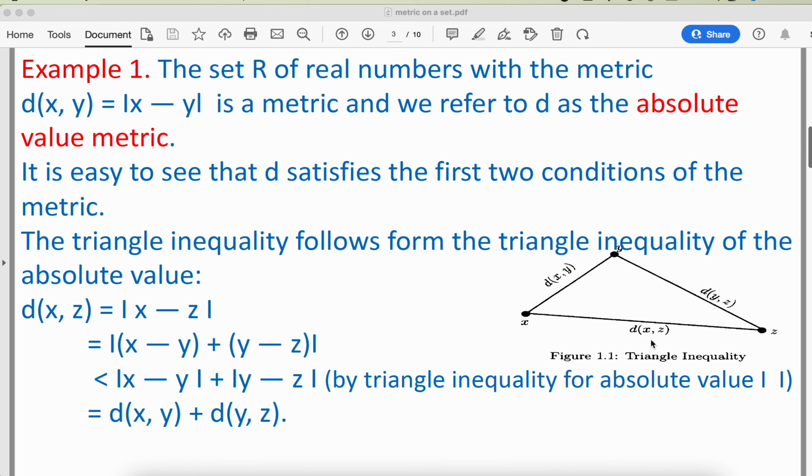In the diagram also you can see we call it the triangle inequality because the sum of two sides of a triangle is always greater than or equal to the third side of a triangle. It means d(x,y) plus d(y,z) is greater than or equal to d(x,z).